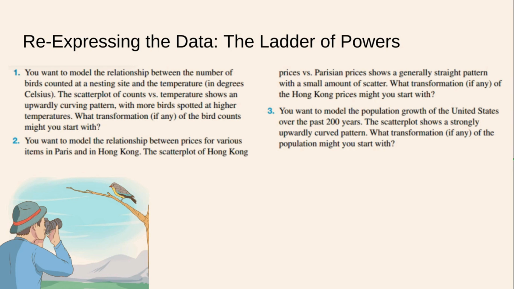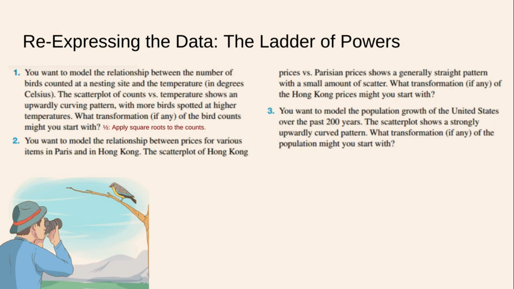Let's look at number 1. So you want to model the relationship between the number of birds counted at a nesting site and the temperature in degrees Celsius. Scatter plot of counts versus temperature shows an upwardly curving pattern with more birds spotted at higher temperatures. What transformation of the bird counts might you start with if you're looking to transform your data? Well, there's only one word that you need to know. Birds counted. All right? So when we're dealing with counts, applying a square root is a good idea. So we'd use the 1/2 transformation, apply square roots to the counts.